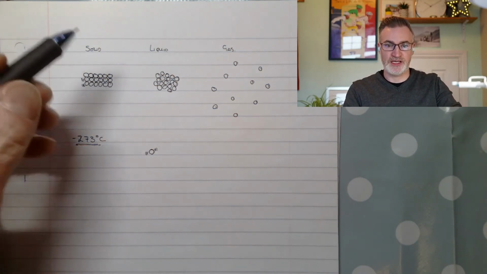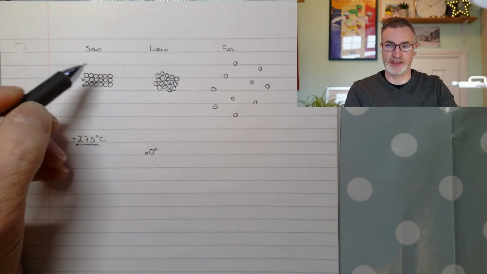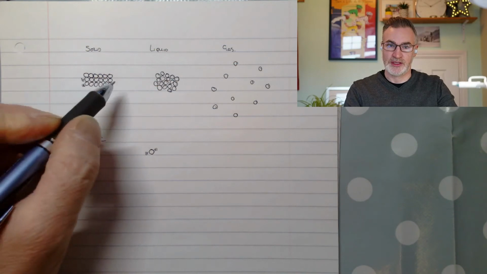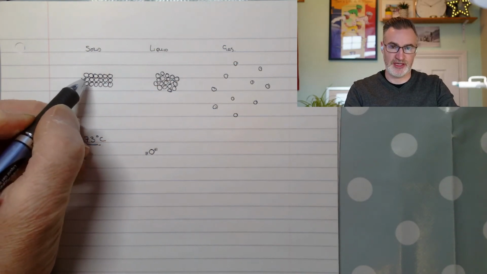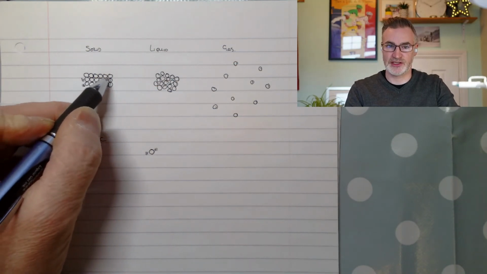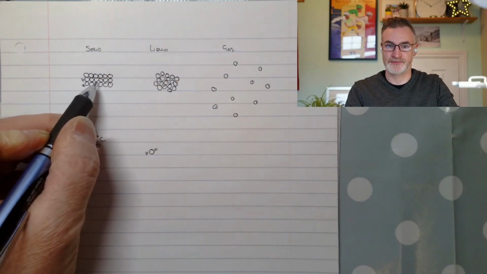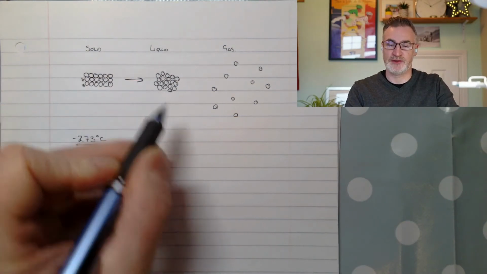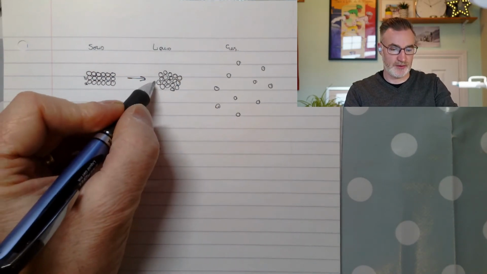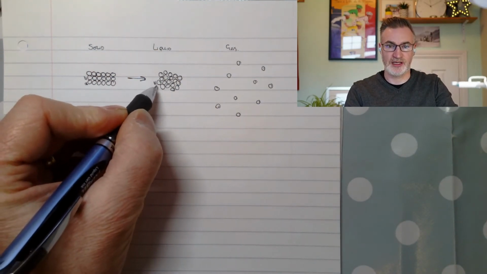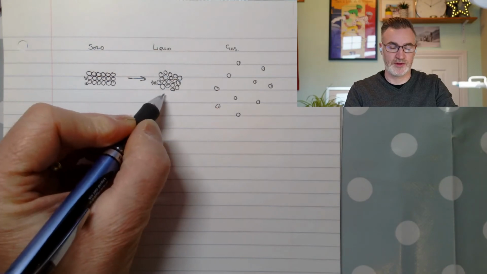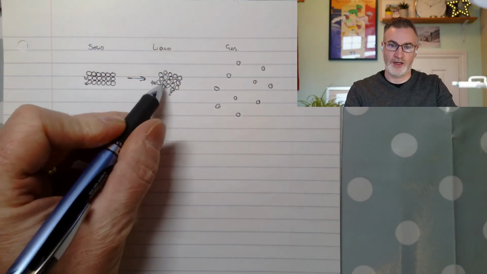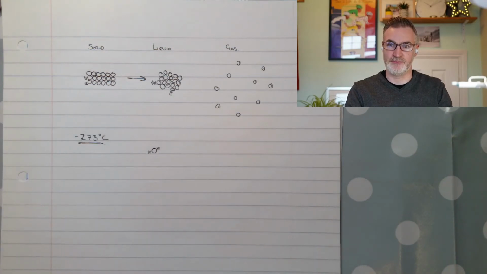Now, as you provide more heat energy into a solid, the particles start to vibrate more and more. Eventually they start to vibrate so much that they start to shake loose, which would then put them into a liquid. So in a liquid, they're just vibrating a little bit more than in the solid. They have more energy within them.